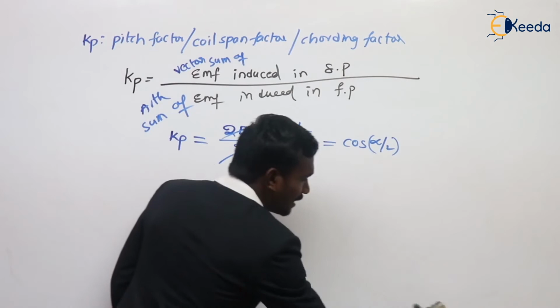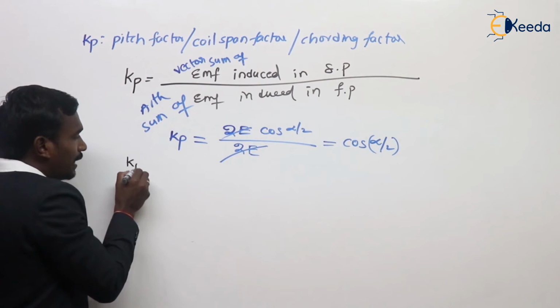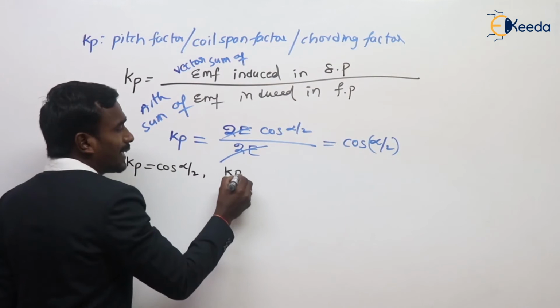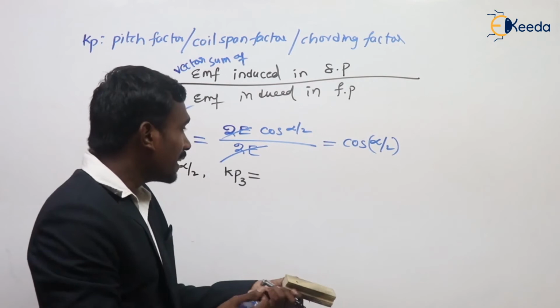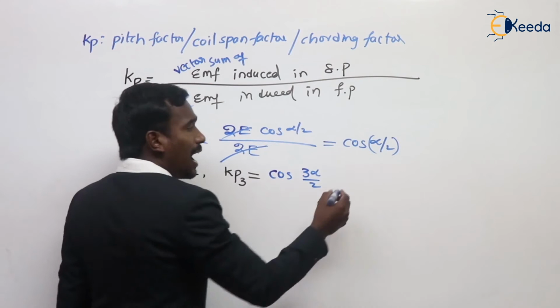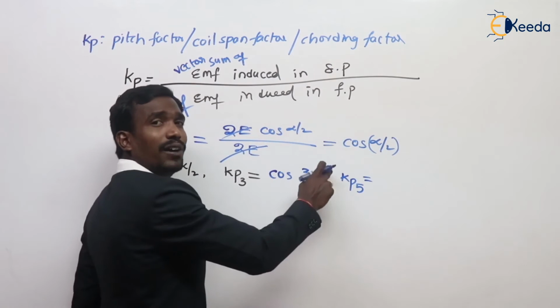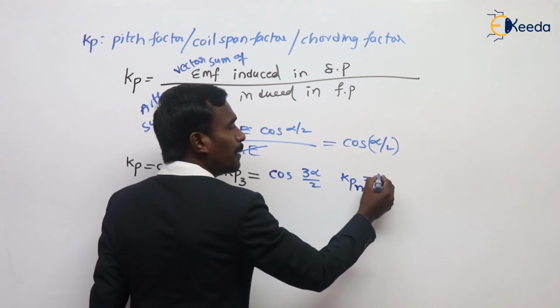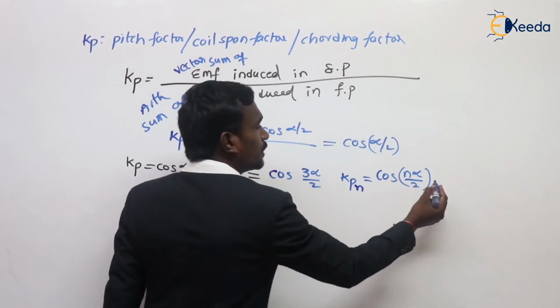Here KP is equal to cos alpha by 2. But I want KP3. Can you tell me the answer for KP3? KP3 is equal to cos 3 alpha by 2. I want KP5. KP5 is equal to cos 5 alpha by 2. I want KPN. KPN is equal to cos N alpha by 2. This is our answer.